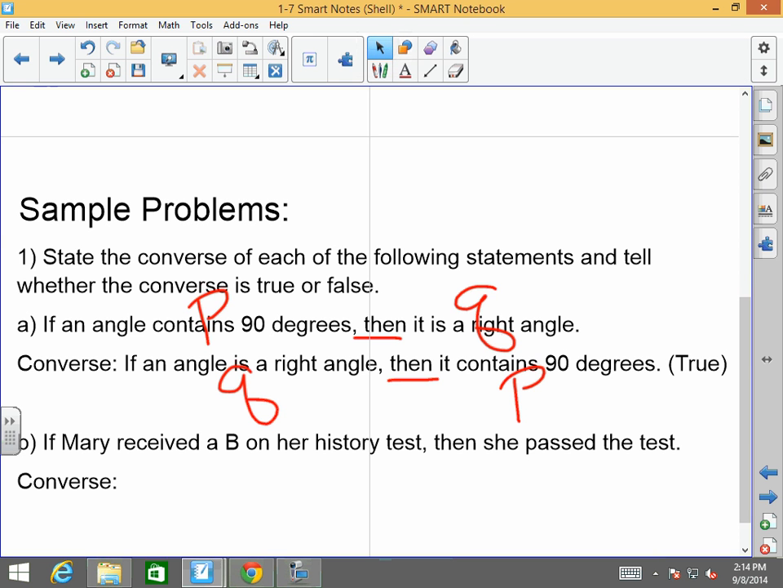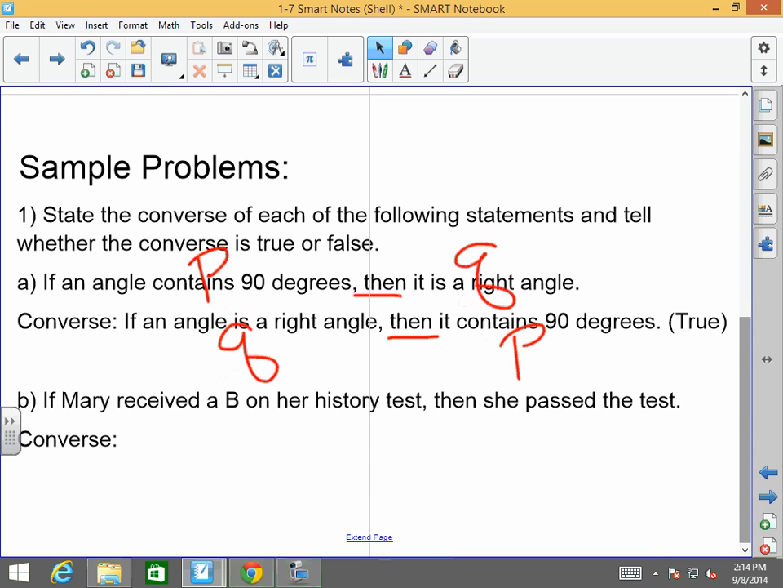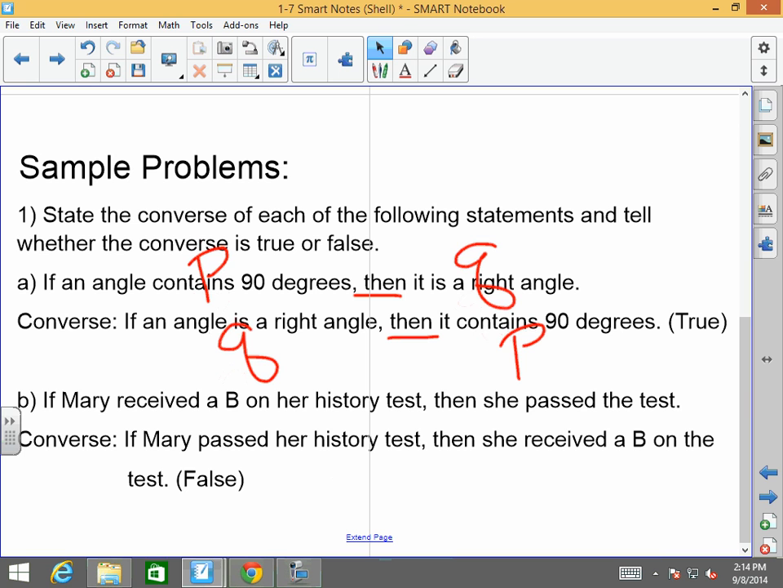How about B? The conditional: if Mary received a B on her history test, then she passed the test. What would the converse be? Excellent, my brother. The converse would be if Mary passed her history test, then she received a B on the test. That's false. If she passed, she could have passed with a 70, right? And that's a C. She passed, but it's not necessarily a B. Does that make sense, my friends?